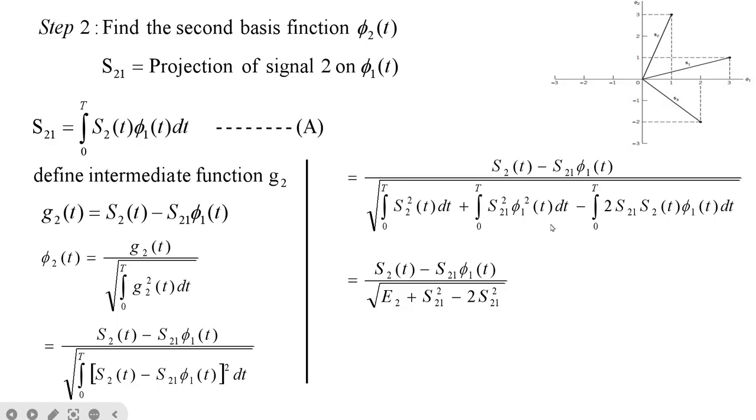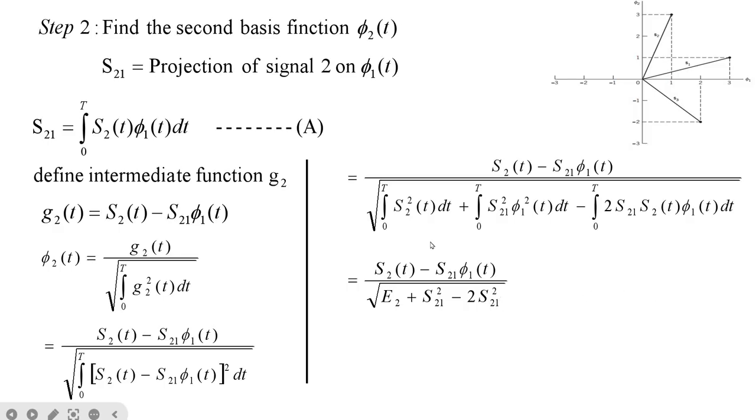Here we will take s21 out of the integration. So the remaining term is what? The remaining term is s2 of t into phi 1 of t dt. If you see here, integration 0 to capital T of s2 of t phi 1 of t dt is s21. So 2 into s21 into s21 will be 2 into s21 square.